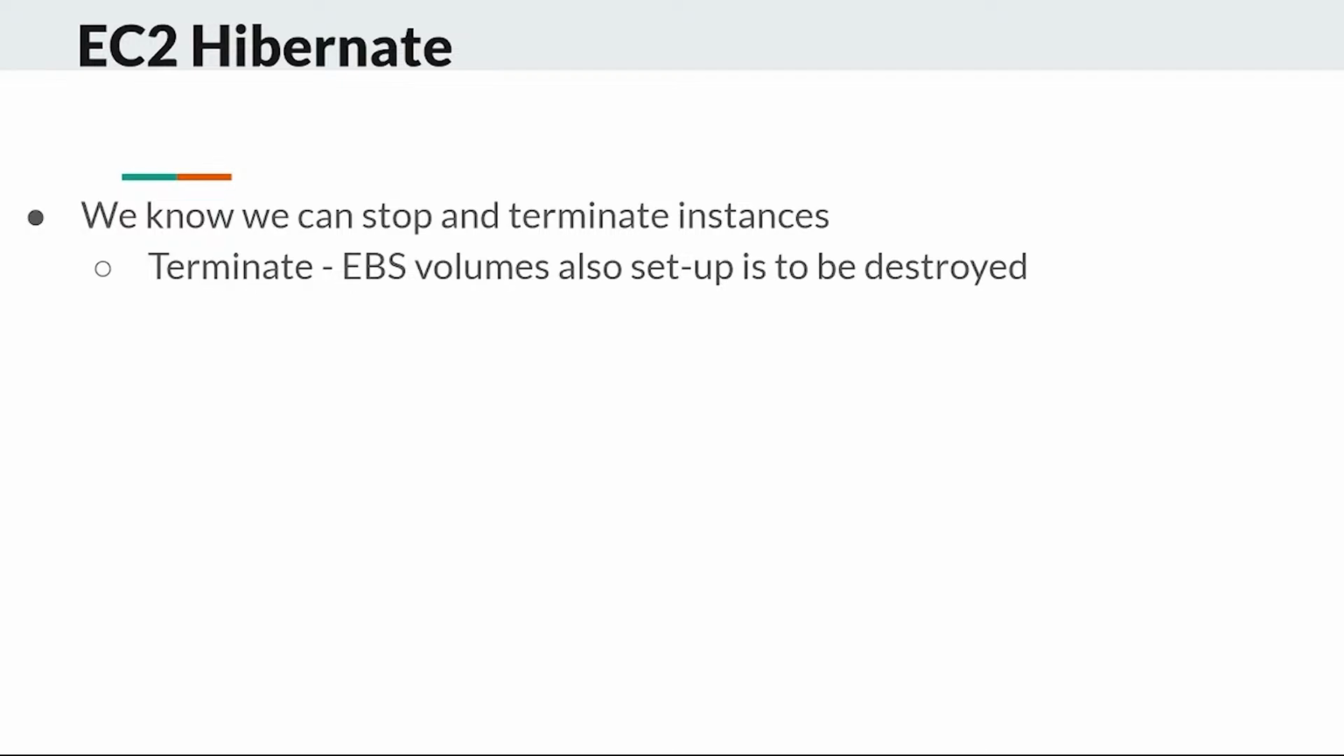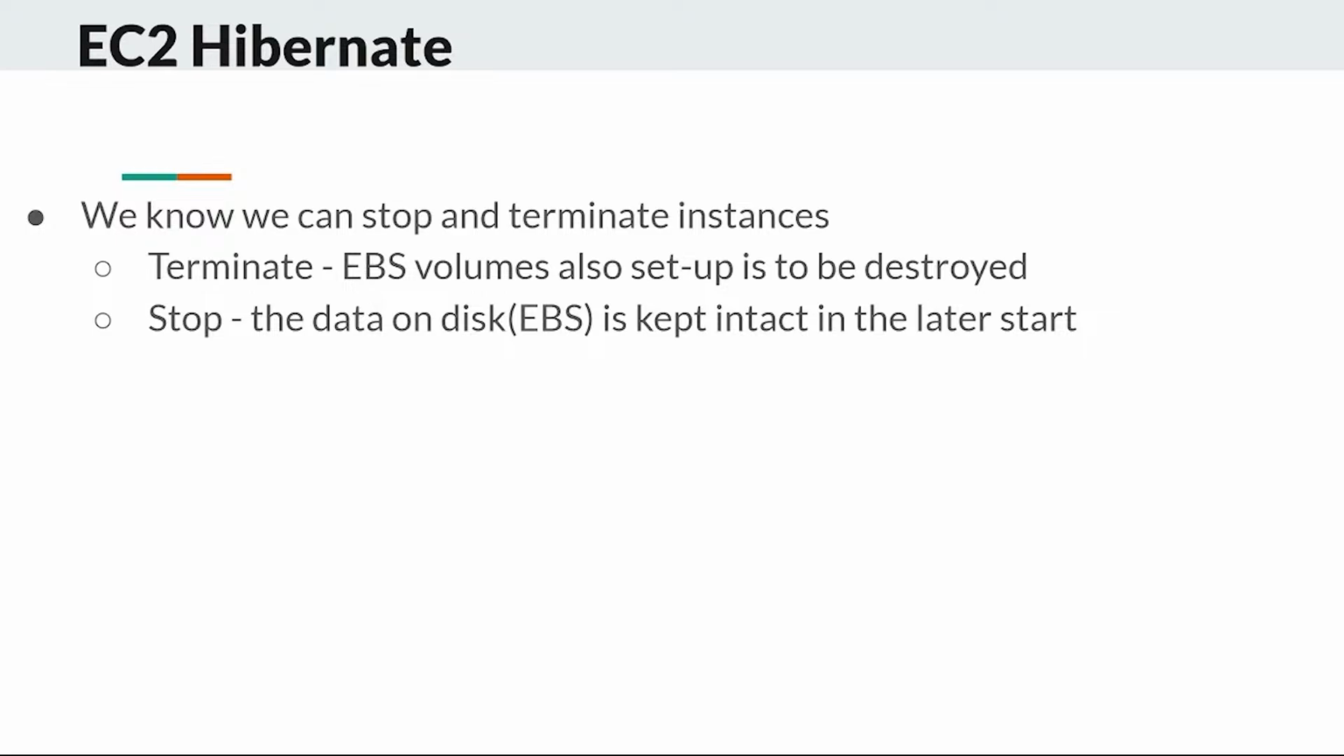So what is termination? Termination means that your EBS volumes will be destroyed whenever you terminate your EC2 instance. Next, stop. Whenever you stop your instance, the data on the EBS volume, the data on the disk, is kept intact for the later start. Whenever you stop the instance and start it later, that EBS volume is restored, and your data is kept intact. Whenever you start it later on, your IP will be changed, but your work will not.